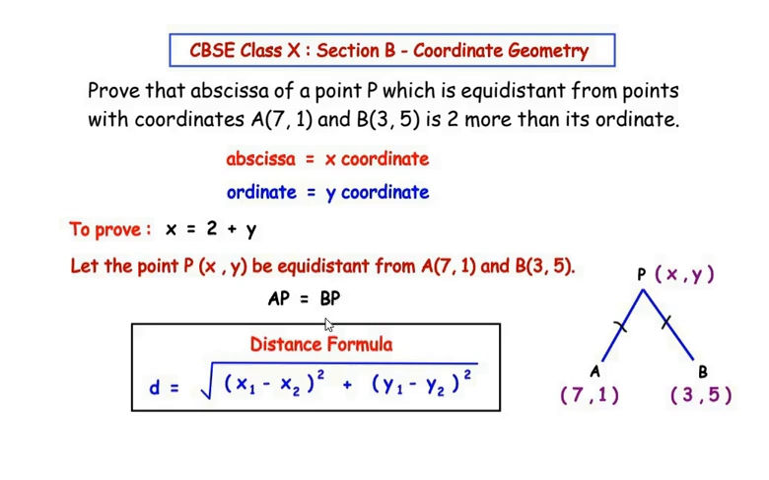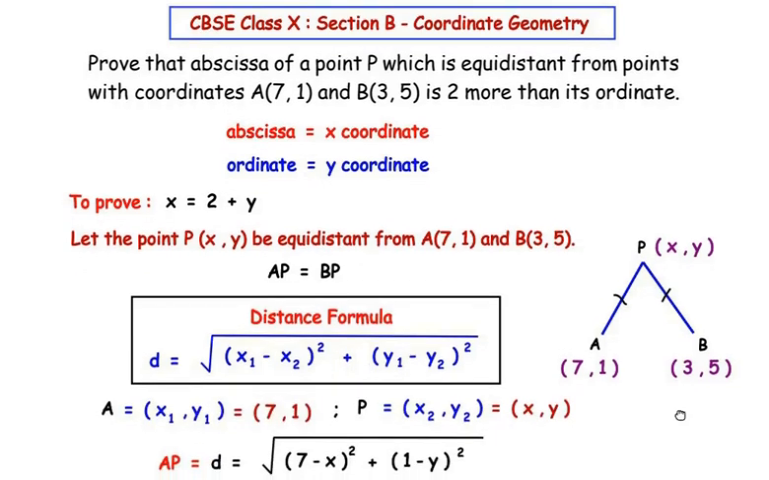And since we are talking about the distance over here, we have to make use of the distance formula, which is given as d, that is the distance, is equal to square root of (x1 minus x2) the whole square plus (y1 minus y2) the whole square. So let us begin by finding the distance between point A and point P by using this formula.